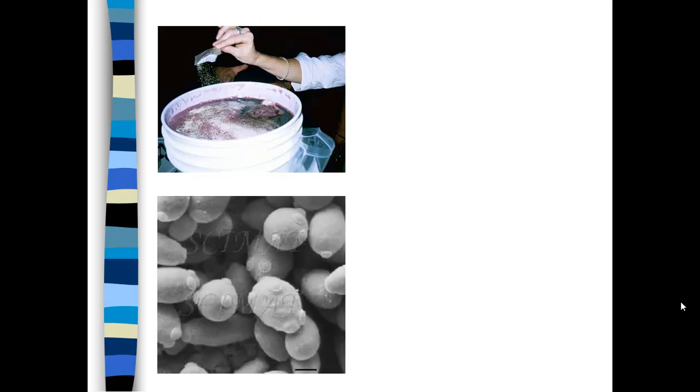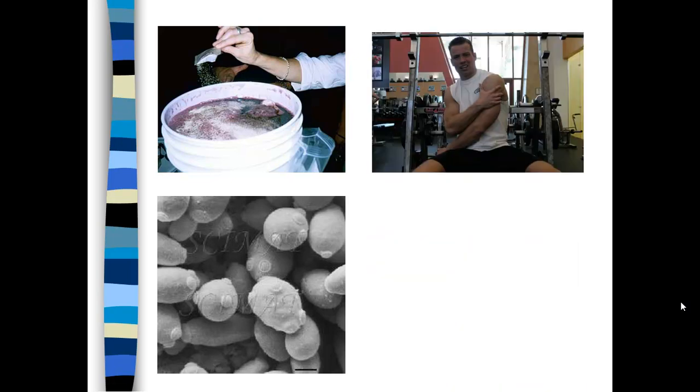Here's a fermentation of yeast, and it is occurring in grape juice to make wine. This is a type of yeast called Saccharomyces cerevisiae. It's a friendly yeast. You can't really get a yeast infection from Saccharomyces cerevisiae.